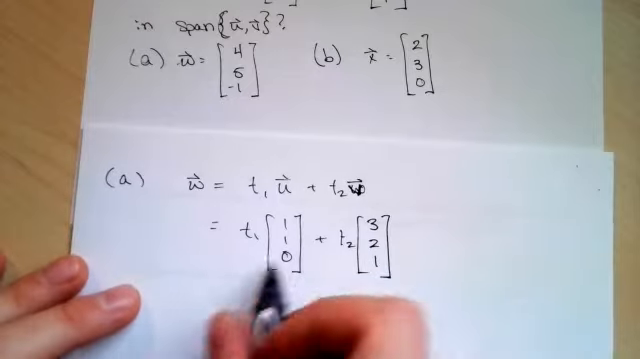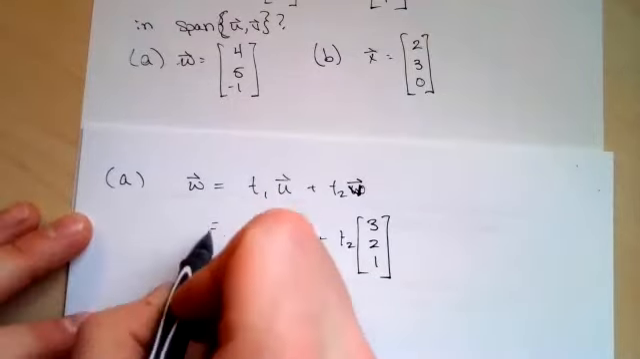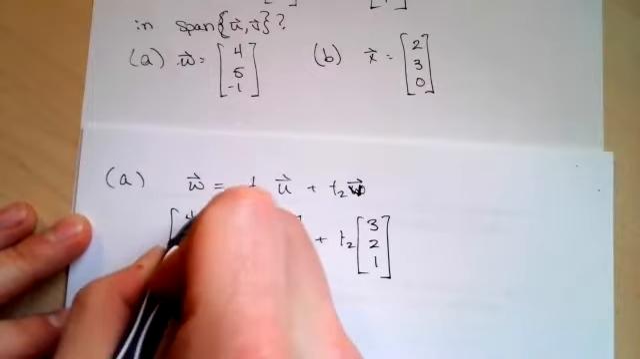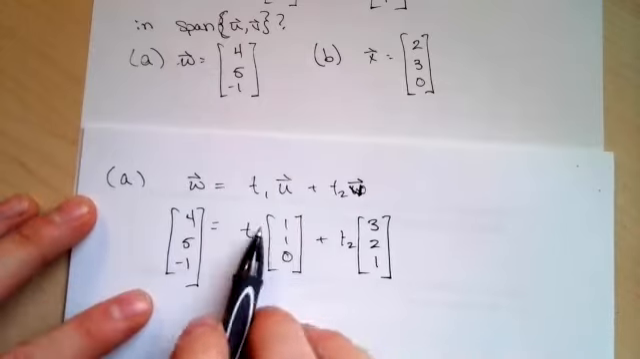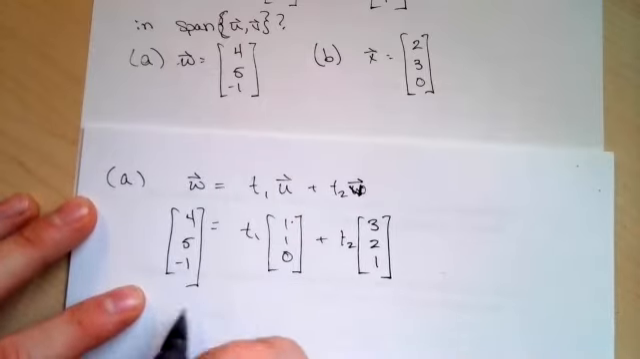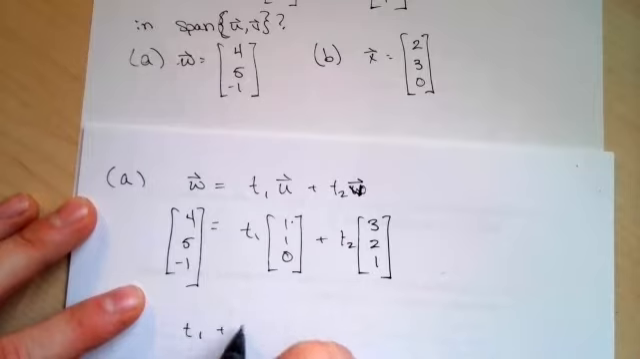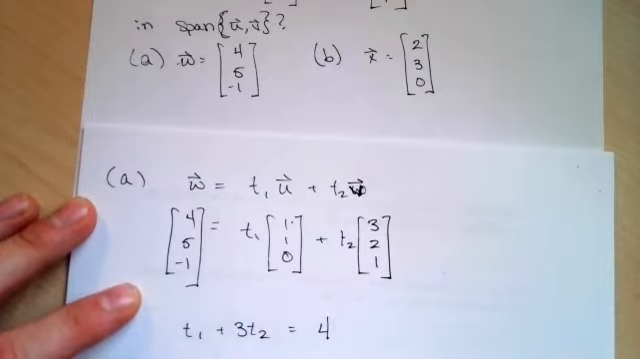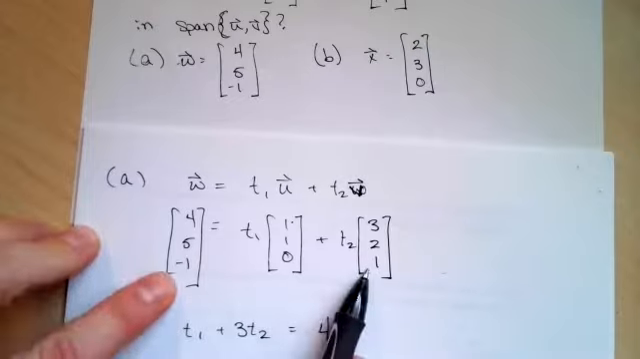And this process should now look fairly familiar. Let's write out our W, which was 4, 5, minus 1. And so what do we have? We have these equations in each coordinate. We're going to have T1 plus 3T2 is equal to 4 for the top equation. We'll have T1 plus 2T2 is equal to 5. And then we're going to have T2 is equal to minus 1 for the bottom row.